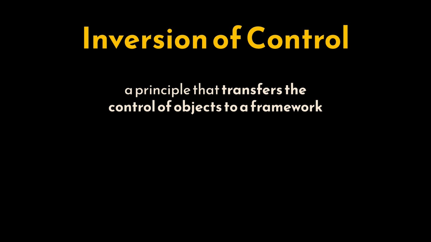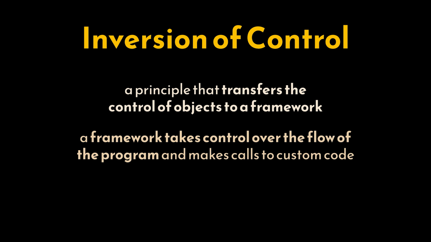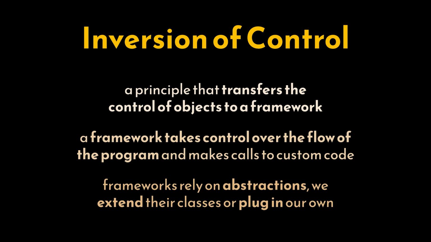Now that we know what dependency injection is and how to use it, let's talk about why we use it. The concept behind it is called inversion of control. It's a principle that shifts control from the program to a container or framework. You see, in contrast with traditional programming, in which our custom code makes calls to a library where reusable code sits, inversion of control enables a framework to take control over the flow of a program and make calls to our custom code. To make this work, frameworks rely on abstractions.